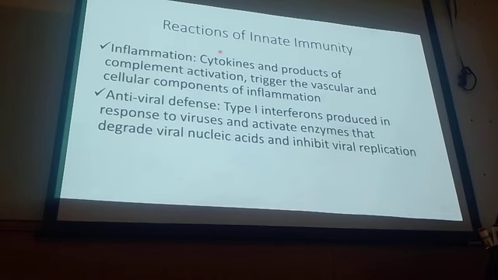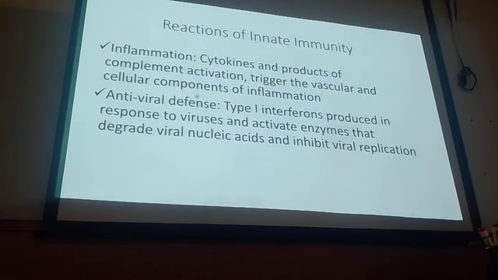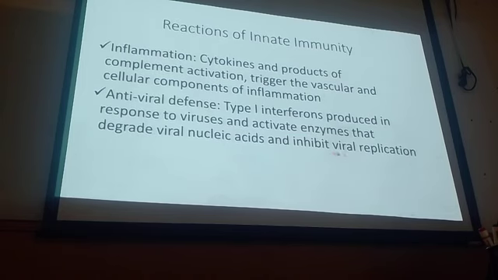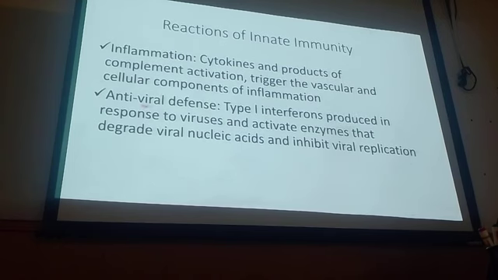When receptors are activated, we have inflammation. Inflammation leads to production of cytokines and products of complement activation, which trigger the vascular and cellular components of inflammation. For example, in antiviral defense, type 1 interferon is produced in response to viruses and activates enzymes that degrade viral nucleic acid and inhibit viral replication. Which were the antiviral receptors? RIG-like receptors are activated, and then activation of RIG-like receptor leads to production of interferon from macrophages, and you have some enzyme activation which degrades viral nucleic acids.